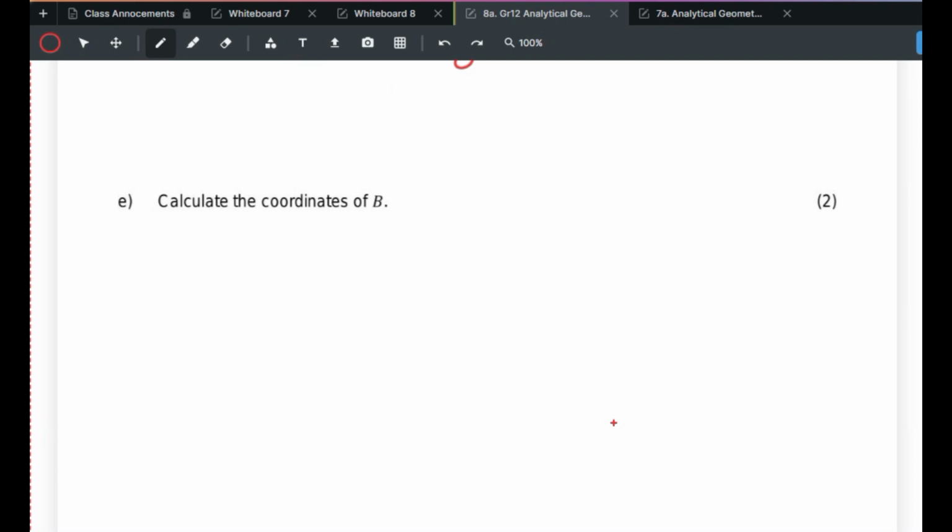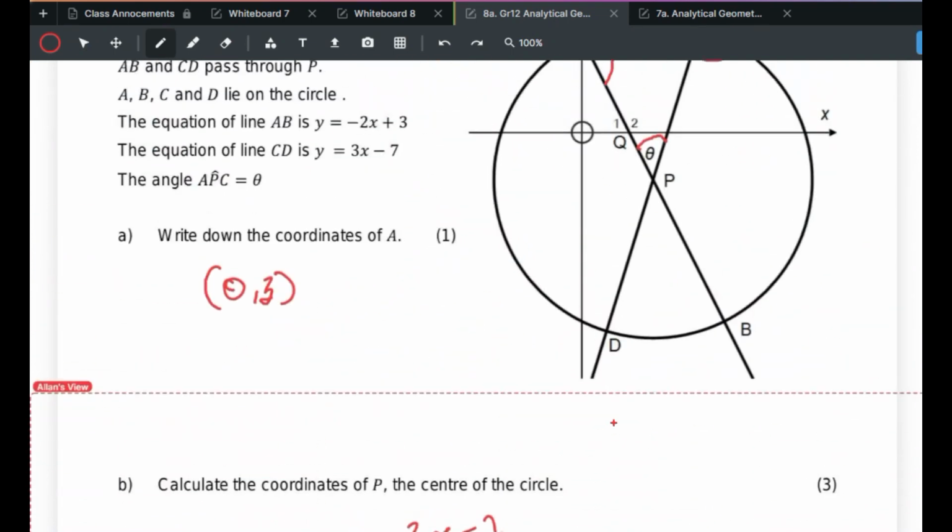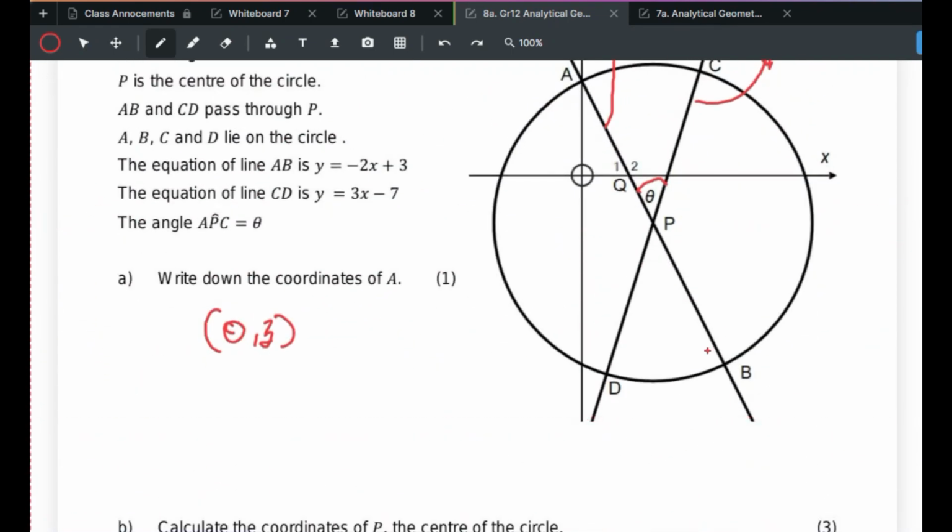Now they want you to calculate the coordinate of B. How do you think we should get this? There are multiple ways, funny enough. But we want to look for the shortest possible way to get this. So tell me, what are you thinking of? Midpoint. Okay, how else could you have gotten this?